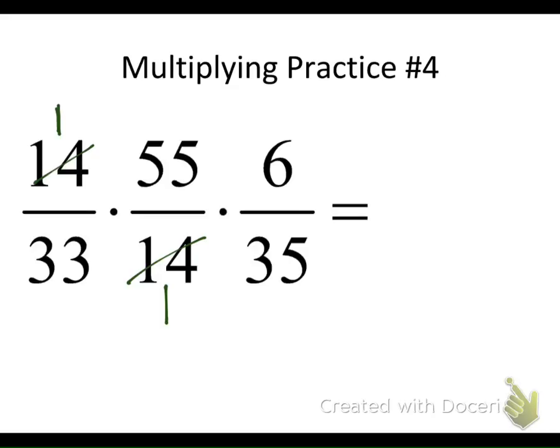55 and 33. Yes. What are they both divisible by? 11. Very good. So what's 55 divided by 11? 5. Okay. What's 33 divided by 11? 3. Okay. Can you reduce 5 and 3 any further? Nope. So we know 1 can't reduce because you're done with 1s. 5 and 3 can't. 5 and 1 can't. So I move to my next number, 6.